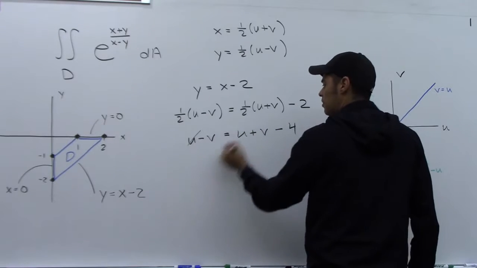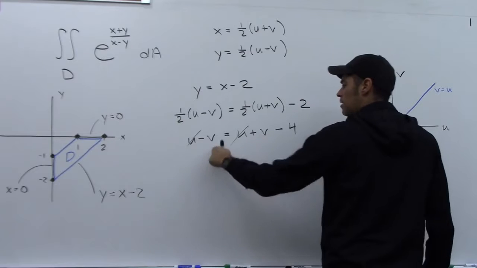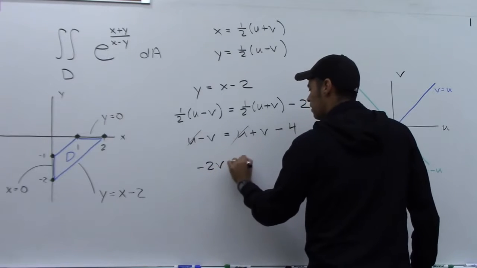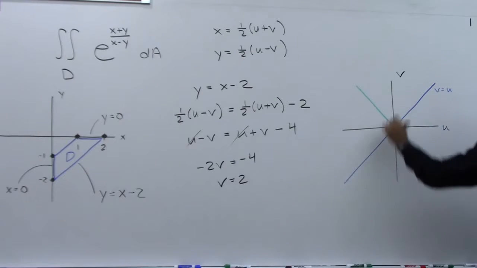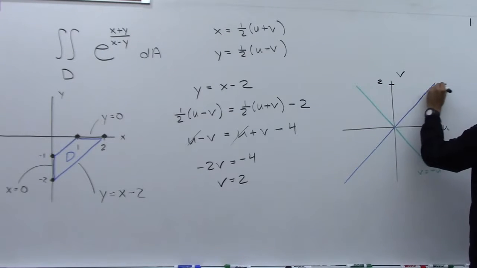And then notice the u's cancel. I'll move my v's to one side. Negative 2v equals negative 4. So v equals 2. So v equals 2 over here. Like this.